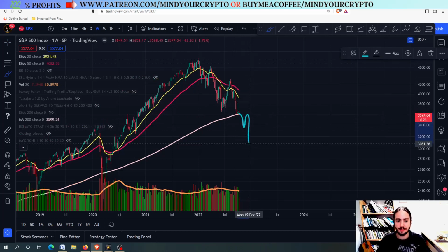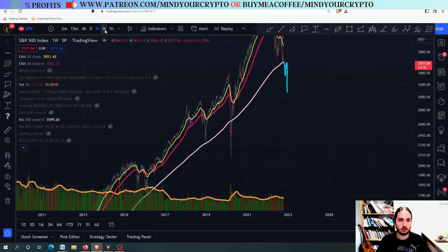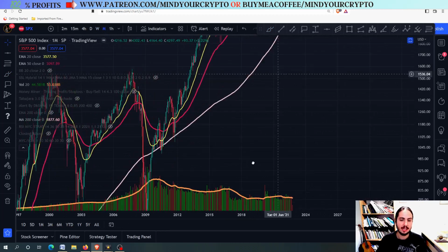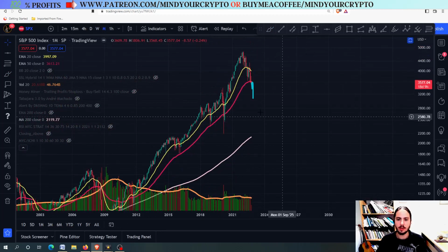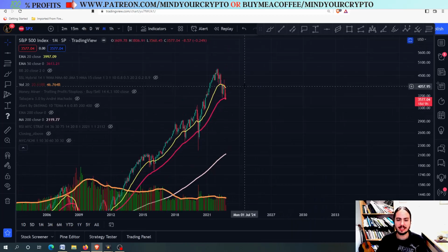The thing that I'm expecting right here is to have a little bit of a correction and to meet the monthly 200 moving average. This is what I'm expecting, to be honest with you. I'm expecting that we are going to meet the 200 moving average and the S&P 500 will go further down over the next few months. This is a little bit worrying.